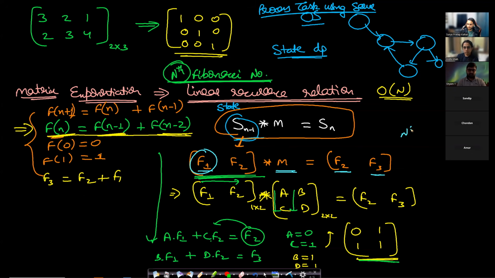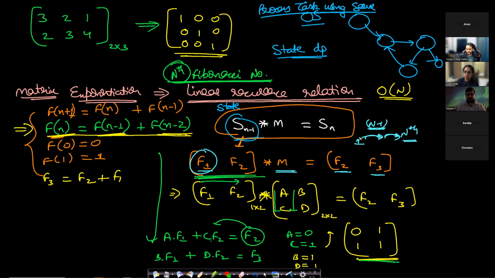So if I want to go to the nth value, how many transitions will I do? N minus 1 transitions. If I'm starting with 1 and I have to go to n, then if I have to count in how many steps I can reach, I will reach in exactly n minus 1 steps, right? Yes, Amar.